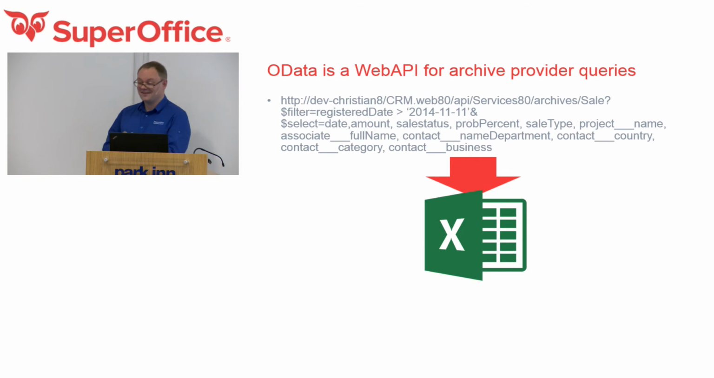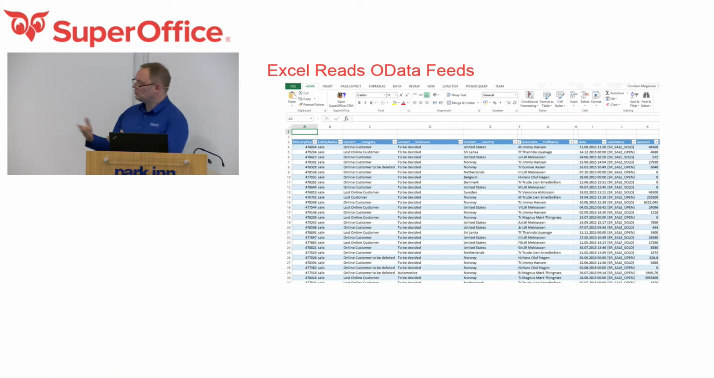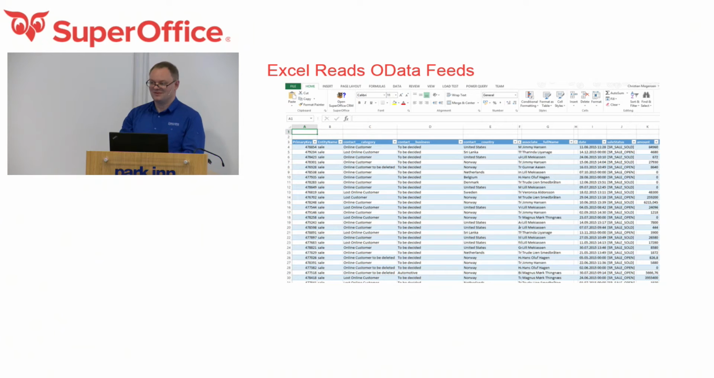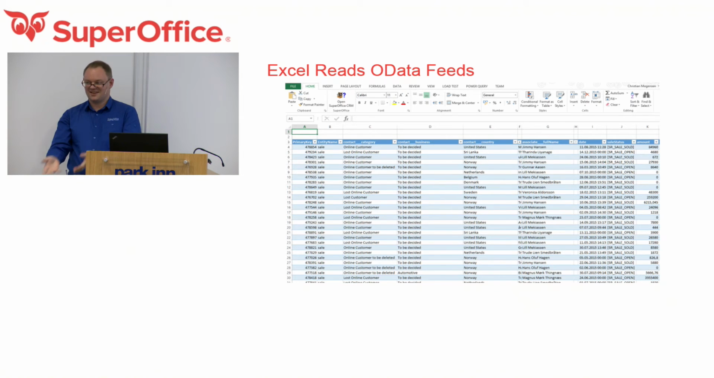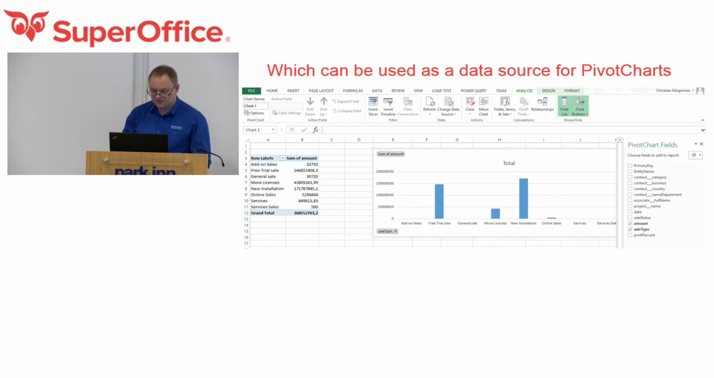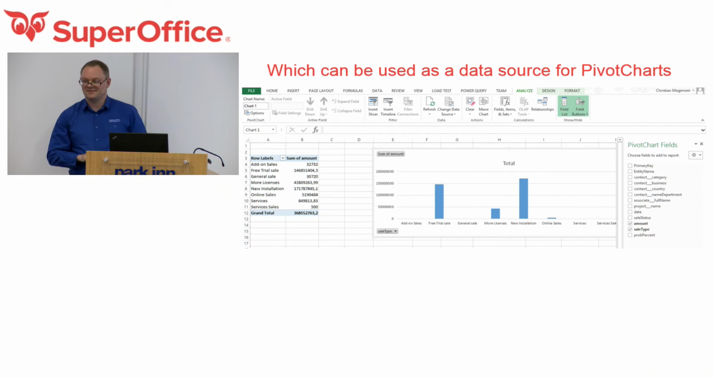But Excel, among other things, is perfectly happy to take this URL and turn it into a spreadsheet. And this is a live feed, so every time you open the spreadsheet, Excel will go off and read the data and suck this into itself. So you now have a nice little extraction of the latest sale data sitting inside Excel. And you can use that to do things like pivot charts and things like that.